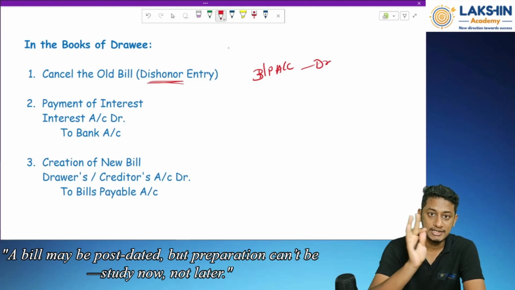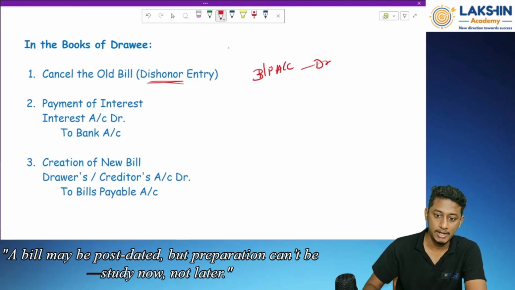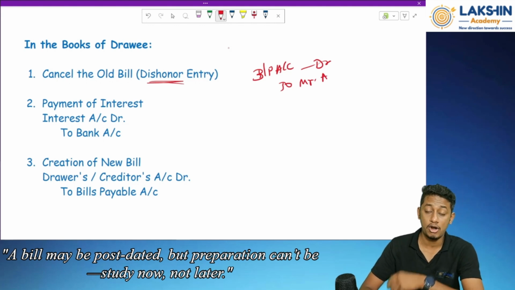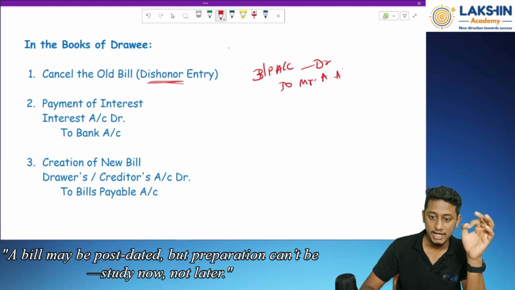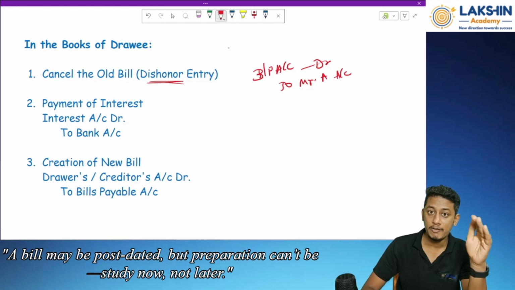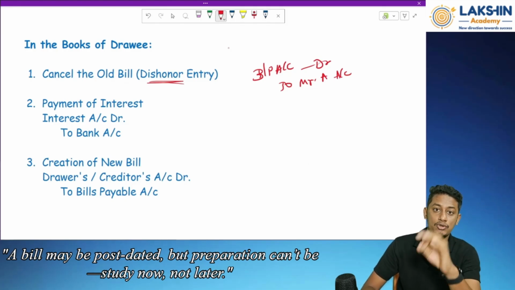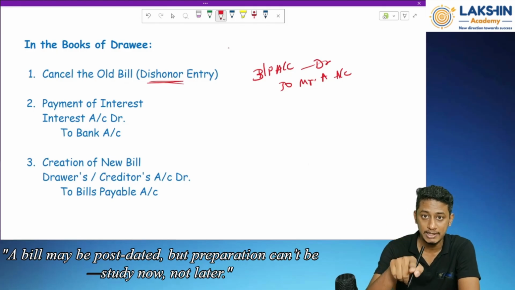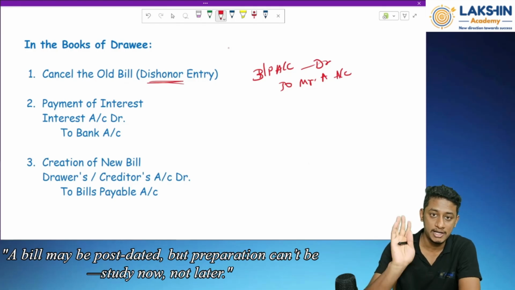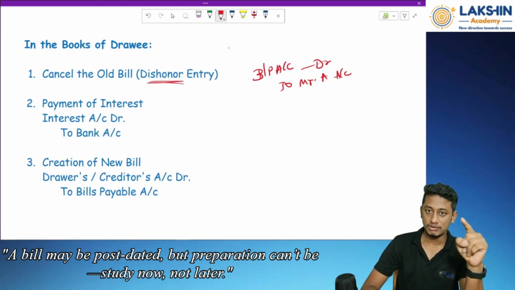Whenever a liability is cancelled from the books, I will debit it to decrease the value. So to what? To Mr. A, the drawer's account. Why? Because the drawer was my creditor. Now I am increasing his value once again, to show some balance in his account. Clear? Because before, while creating the bill, I had decreased the value in his account. Now I am reversing the bills payable entry, so I am crediting his account now. Okay. So this was the entry for cancelling the old bill.